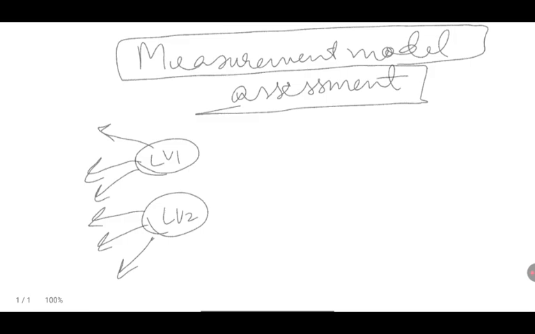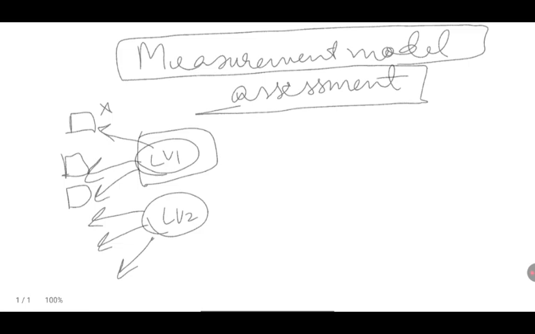Reflective constructs mean that all three statements pertaining to latent variable 1 are effect statements and they all convey the same meaning in different words. So even if you remove one of the statements, if it possesses less factor loading, it will not affect the meaning of latent variable 1. So that is known as a reflective construct.